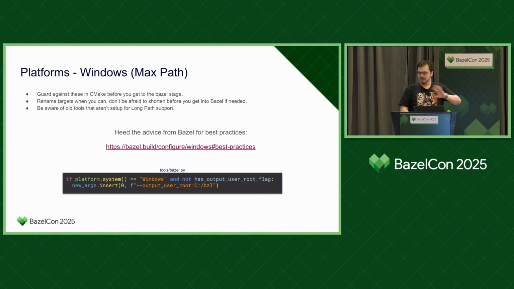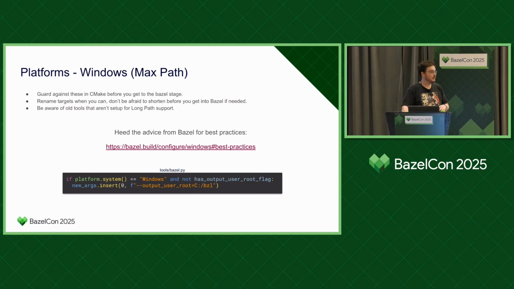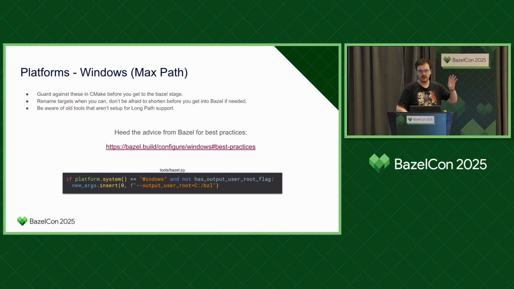But as long as you're staying away from those factors, and you hopefully won't run into it, but if you do, you can start guarding against it in the CMake stage. The runfiles are very well structured, so if this is a test and uses runfiles, I can guess how long this path is going to be, and you can guard that in CMake before you even get to the Bazel stage. And you can also just rename targets. We got very creative. It's impressive how short you can make things if you want to.